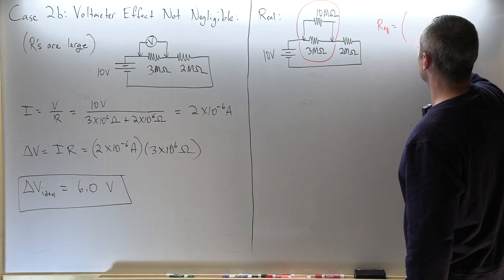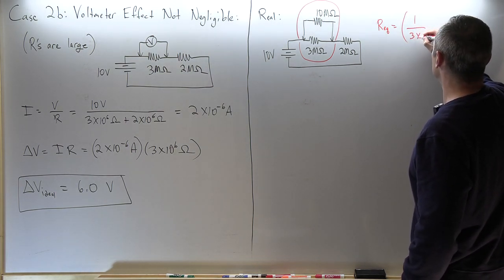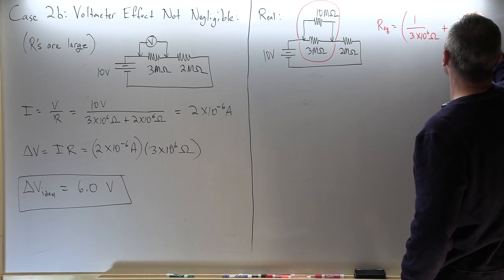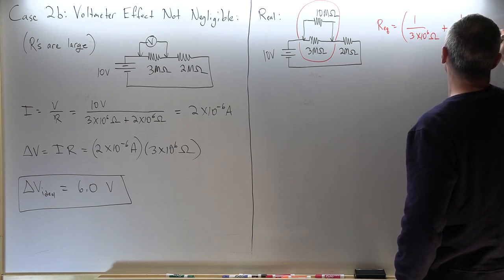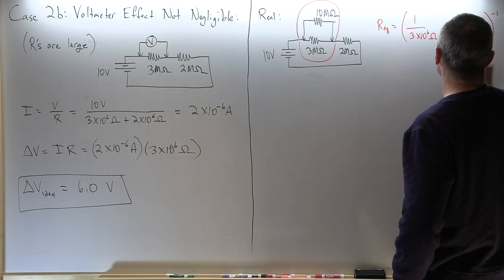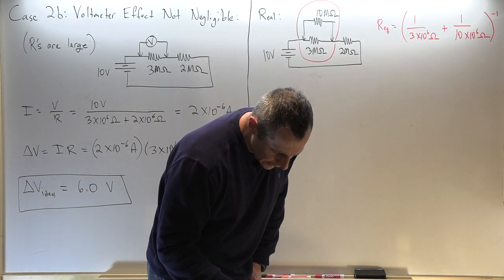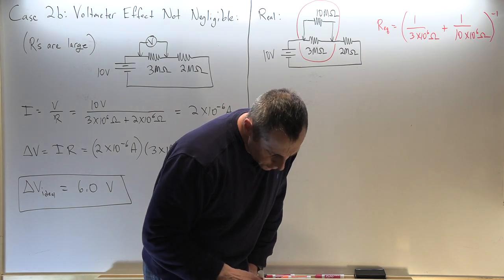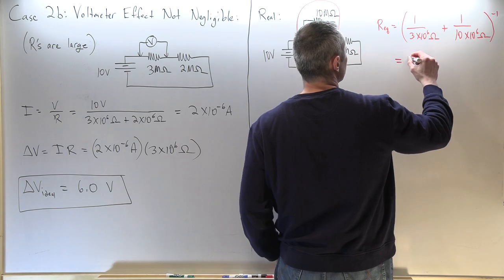REQ, the reciprocal rule, which is 1 over 3 times 10 to the 6th ohms, plus 1 over 10 times 10 to the 6th ohms, to the -1 power. Punch that on the calculator, and what you get is 2.308 times 10 to the 6 ohms.